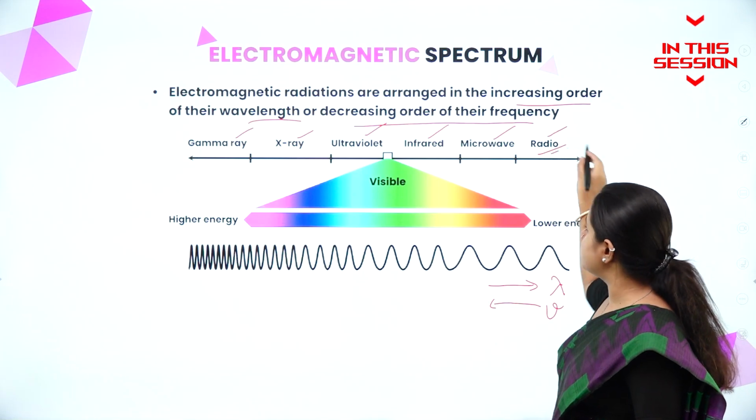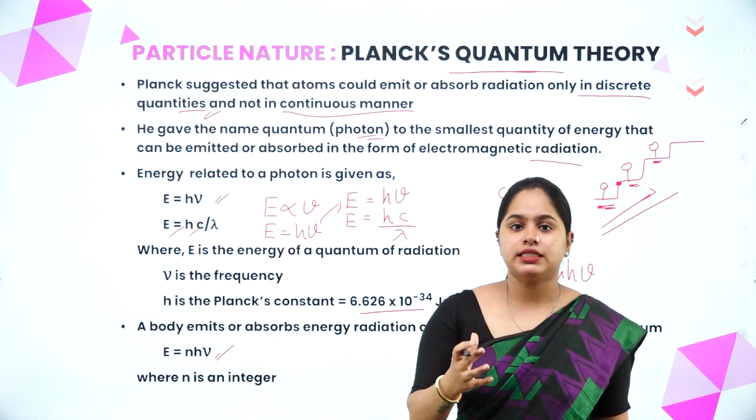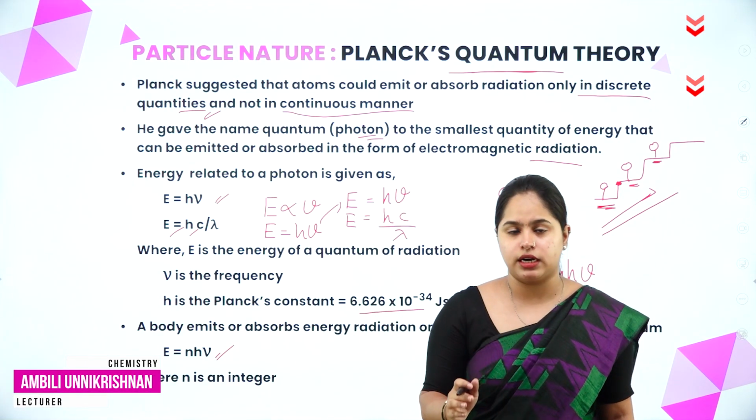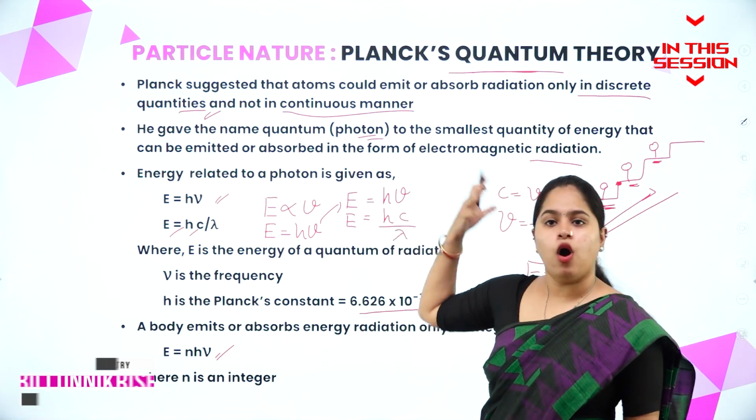So your radio waves will be having the highest wavelength and the least frequency. Atoms will emit radiations only in discrete quantities and not in continuous manner, and these discrete quantities were called as your quanta or photons.